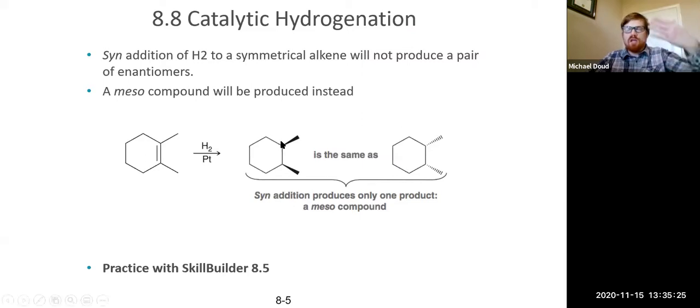These are the same compound, right? You can flip one on top of the other. There's an axis of symmetry. So these are the same compound. In other words, these are meso compounds here.